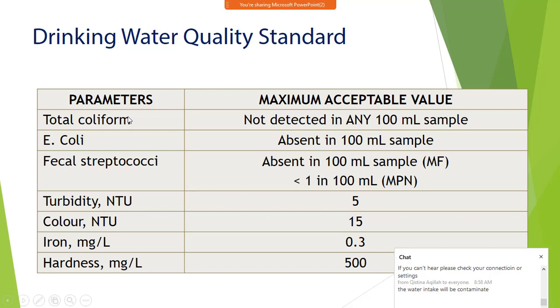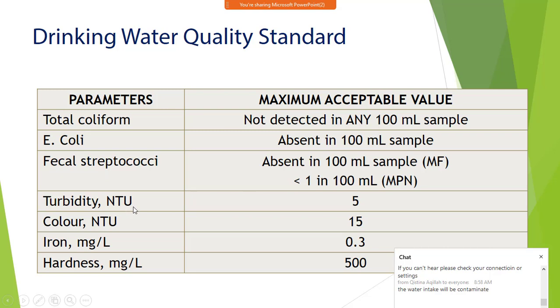For example, we have the total coliform, the Escherichia coli, the fecal streptococci, and turbidity, the color, iron, hardness. Okay, so all of these are parameters. You don't have to memorize the numbers, but at least you have to know the meaning of these parameters. So try to search for the meaning of those three parameters: total coliform, the E. coli, and the fecal streptococci. Those are parameters related to parasites.